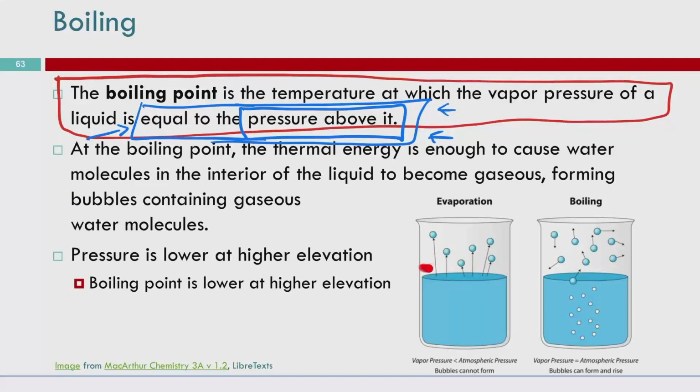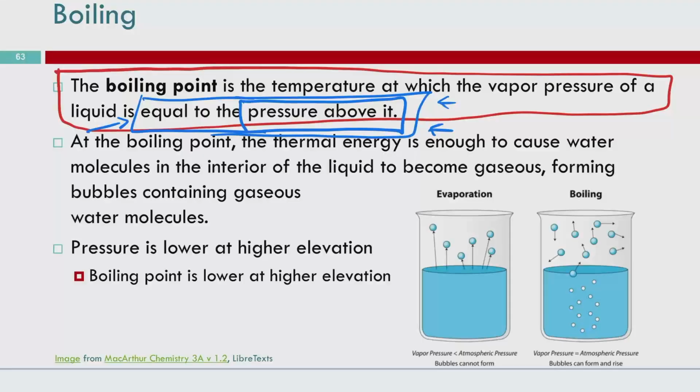So evaporation is just happening on the surface. With boiling, we are also having that happen from the inside of the water. Usually when you're boiling a pot of water, you see it coming up from the bottom because that's where the energy is being input.